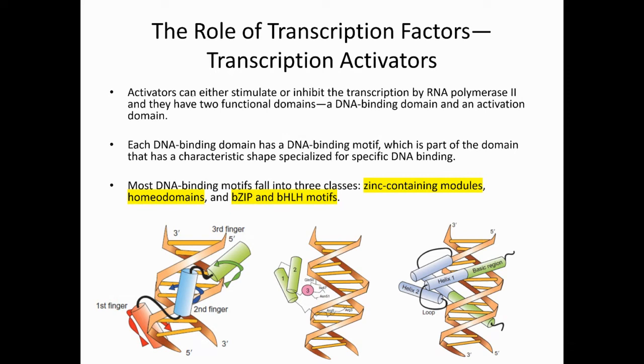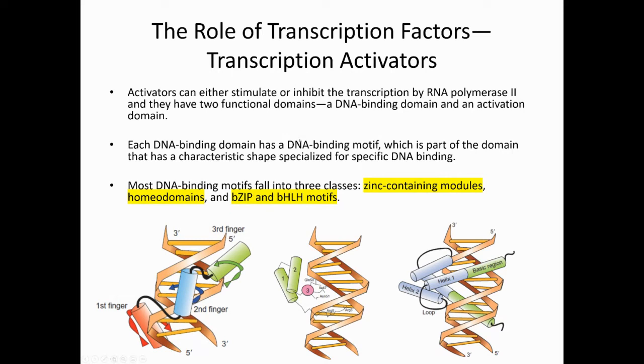And then activators normally have two different domains. One is called the activation domain. The activation domain basically helps to stabilize the RNA polymerase. The other part of the transcription activator is the DNA binding domain, because the DNA binding domain will come to recognize the proximal promoter and help to bind to the promoter.